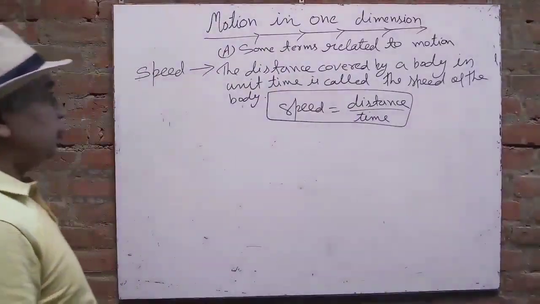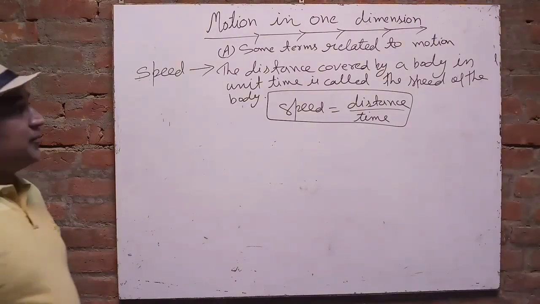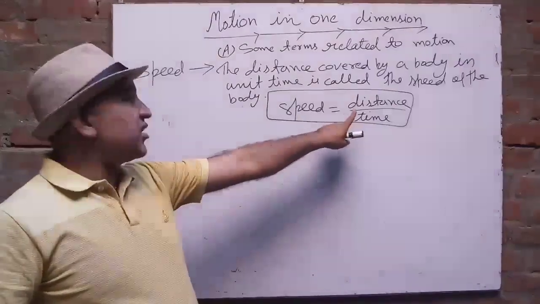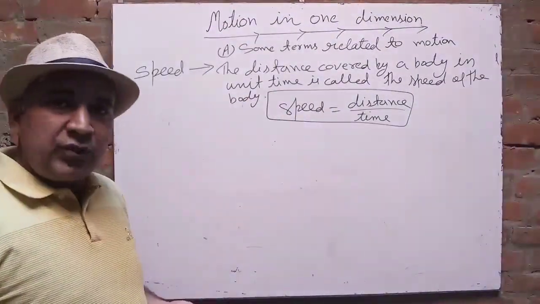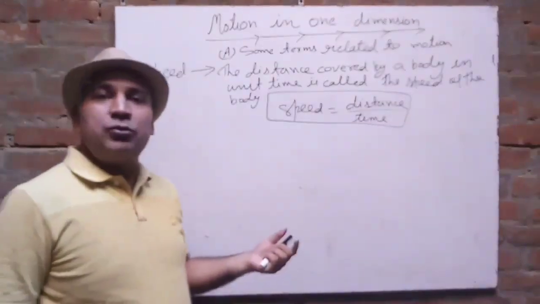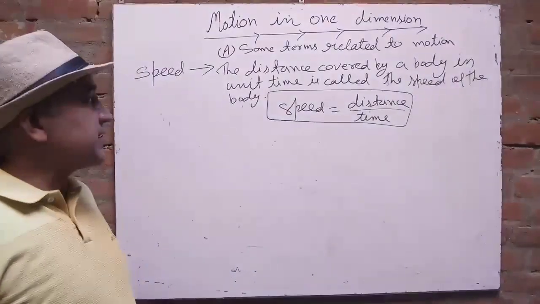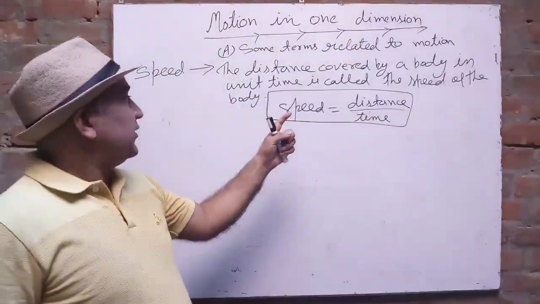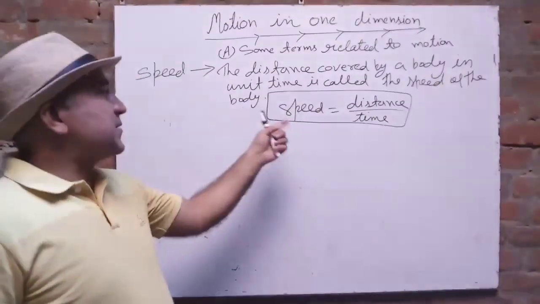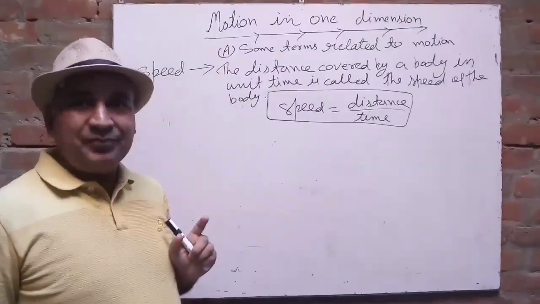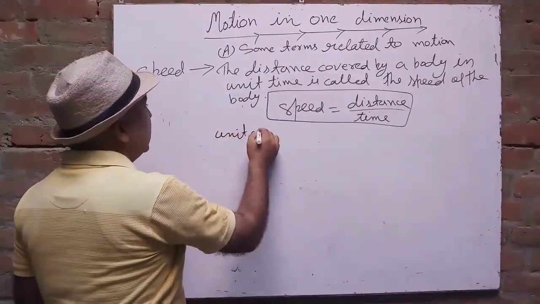see this one. You can also say that the rate of change of distance with respect to time is called speed. That also you can say, both are the definition. The distance in unit time, that definition is based on the numerical. Theoretically also you can say that distance covered in unit time is called speed. You can also say that speed is the ratio of distance and time. Okay. Now what will be the unit of speed? See this.